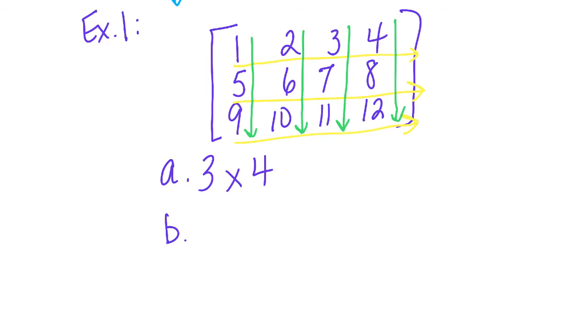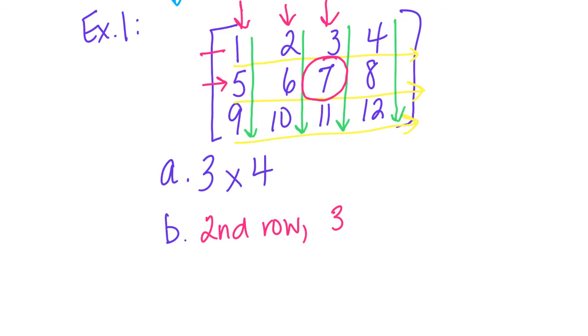The next question says, in which row and which column is the element 7? So we're looking at this element 7. So I know that is in the second row and the third column. So we actually wouldn't write it like that, so let me erase this. We would write that this is in the second row, third column.